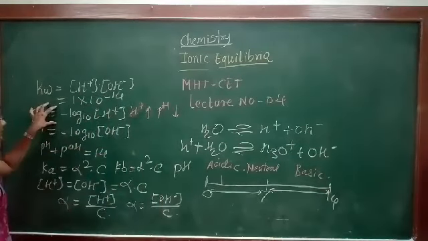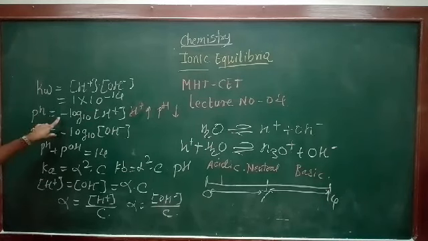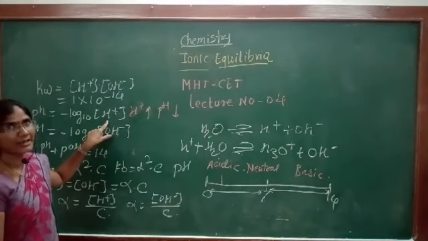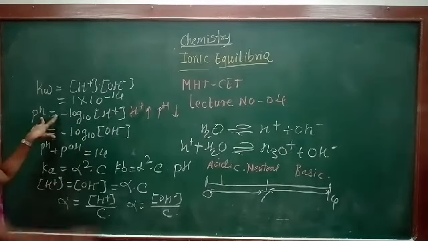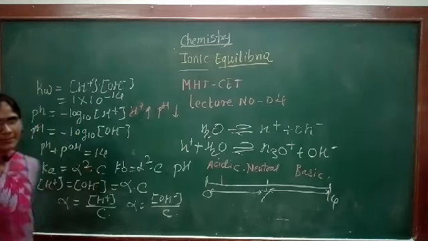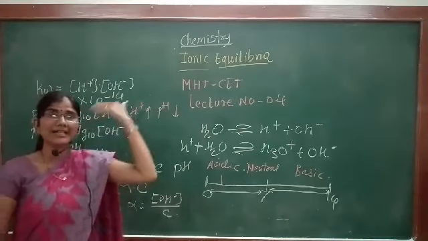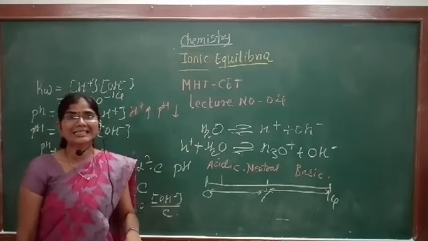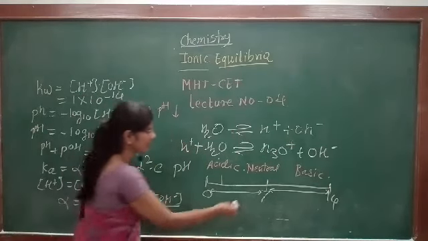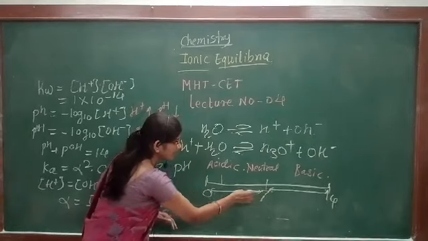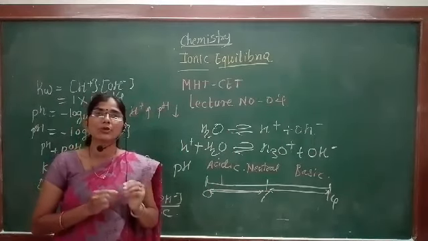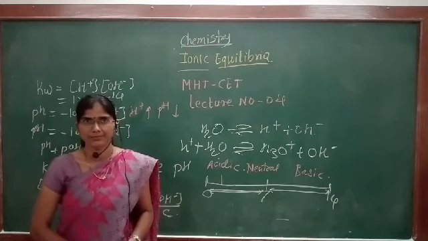We have to write here pH equal to negative log to the base 10 of the H plus ion concentration. This means the relation between H plus and pH is inverse. As the H plus ions increase, the pH of that solution decreases, from 7 to 0, and at that time the solution becomes more and more acidic.